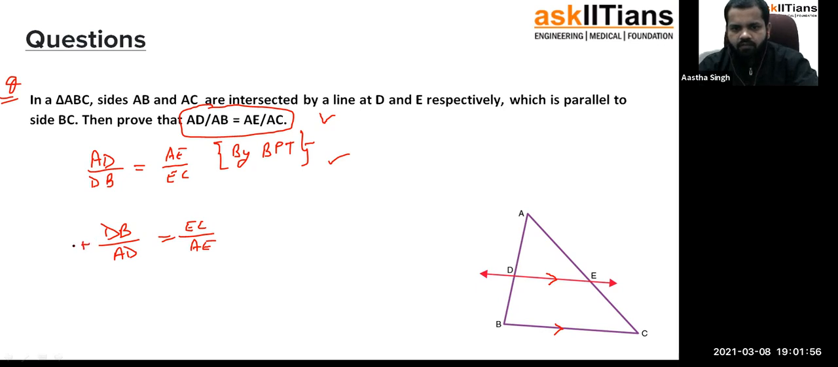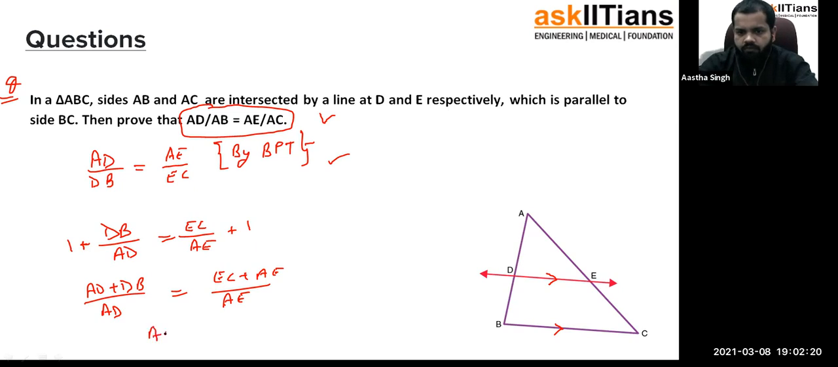And if you just add plus 1 on both sides, you just take the LCM. Your numerator will be AD plus DB. So AE will be EC plus AE. Then just tell me what AD plus DB is. AD plus DB will be equal to what? To AB. And what is EC plus AE equal to? That is AC. Just reciprocal it one more time, you will get your desired result. This is as simple as that.